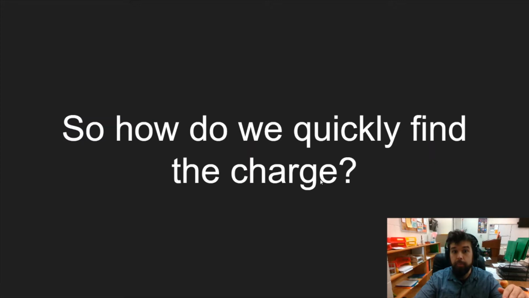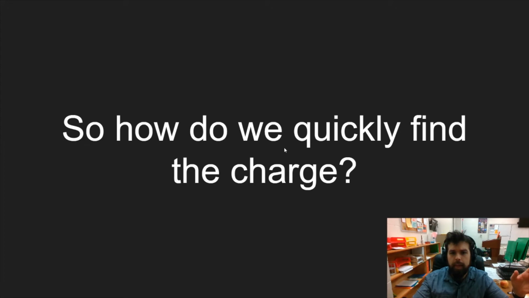So then the question becomes, how do we quickly find the charge? Because I don't want to have to literally draw out the Lewis dot diagram of every one of these and figure out, okay, well, calcium lost 2 electrons, so it has a +2 charge, and nitrogen got 3, so it's a -3 charge. I don't want to do that. I don't want to mess with all that. I want something quick and dirty that I can use to just figure out, all right, the charge of this is going to be +1, +2, +3, -4, something like that.